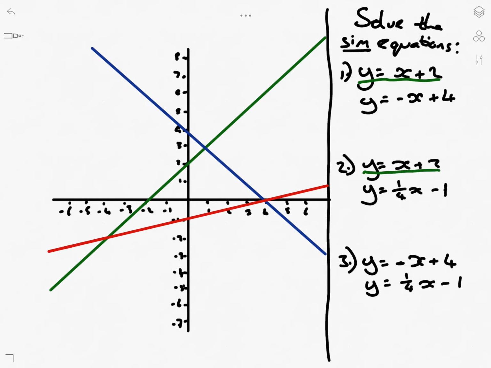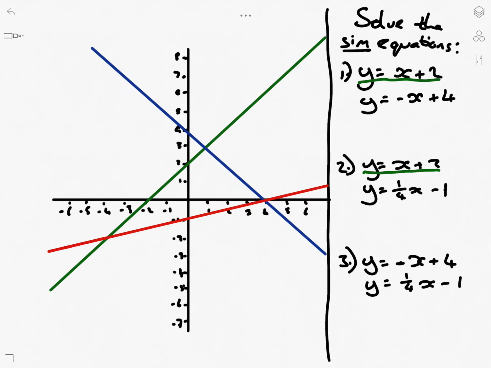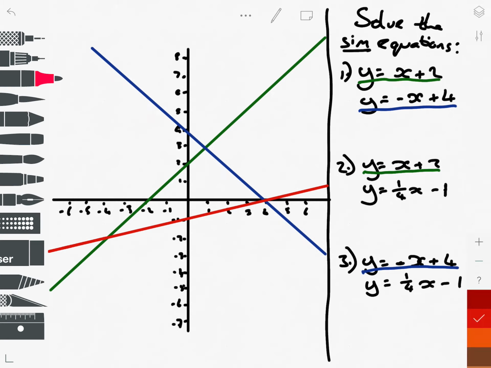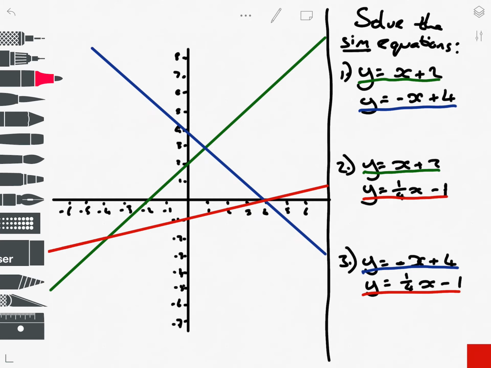Okay, same equation there. Let's do blue. What's the intercept of blue? Well, it's 4. It crosses through at 4. So we're looking for plus 4 and plus 4. And lastly, red. So the intercept of red is minus 1. So minus 1 and minus 1.